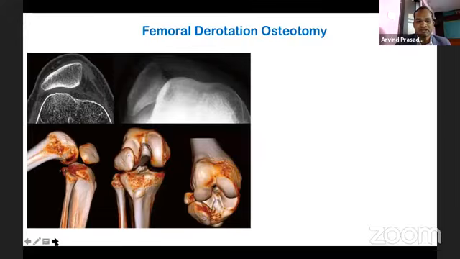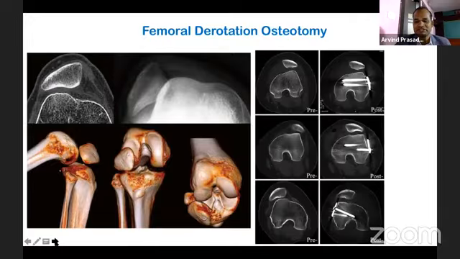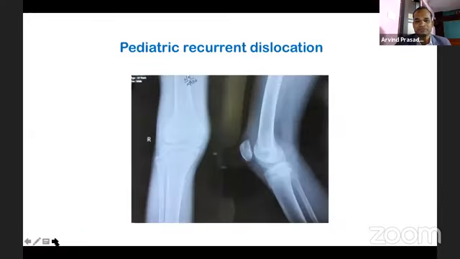femoral rotation, or tibial external rotation, or excessive anteversion. So usually this type of patient needs a femoral derotation osteotomy to decrease the anteversion as well as the rotation.